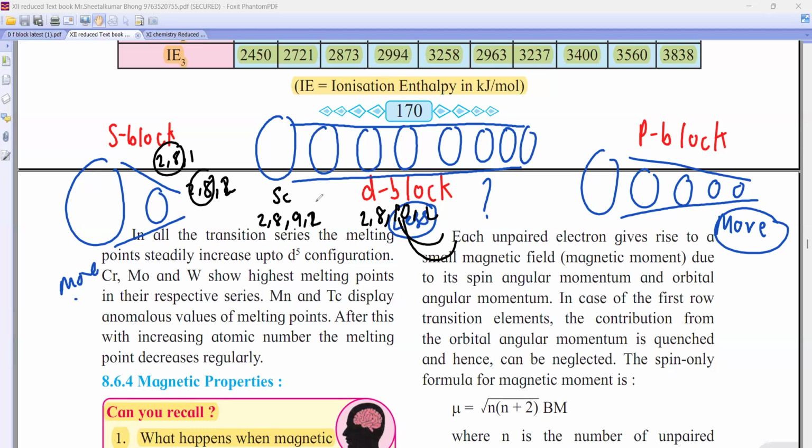But in the d-block, the last electron enters the penultimate shell. Therefore, screening increases. And as screening increases, what will happen? The overall decrease in size is less. Overall decrease in size is what, beta? Less. Okay. Then the size will decrease like that, but in between, a few elements will have almost similar sizes. Why?